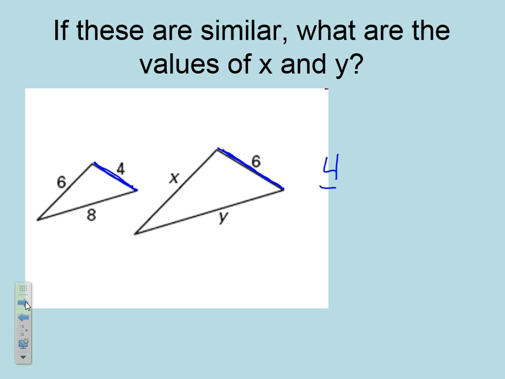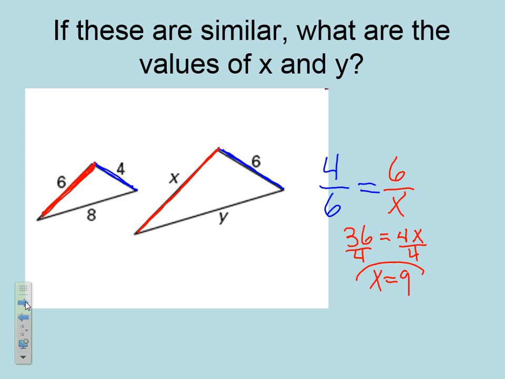So 4 over 6, that's like my scale factor, is going to equal, I'm going to solve for x first. So here's my x. X is on the same side as 6, so it has to go on the bottom. Now I go to the same triangle and I go, okay, 6 is on the same spot as x, so that's going to go on the top. And now I'm going to cross multiply. So I'm going to get 36 equals 4x. Divide both sides by 4. And I'm going to get x equals 9.